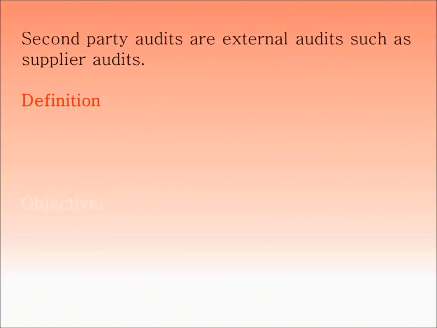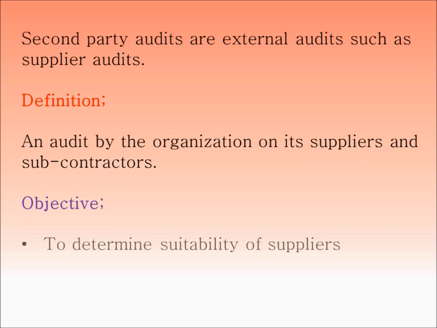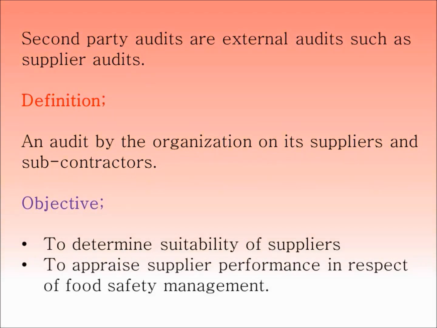Second-party audits are external audits such as supplier audits. The definition of a second-party audit is an audit by the organization on its suppliers and subcontractors. The objectives of the second-party audit are to determine suitability of suppliers and to appraise supplier performance in respect of food safety management.